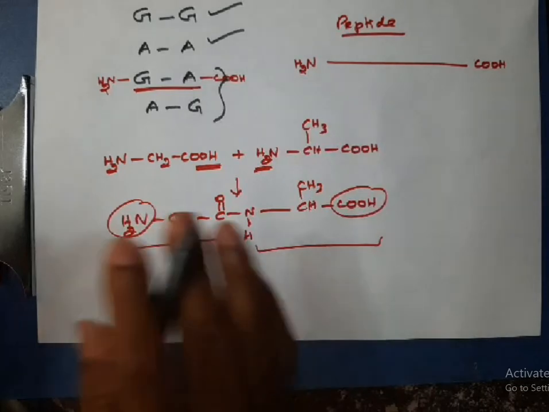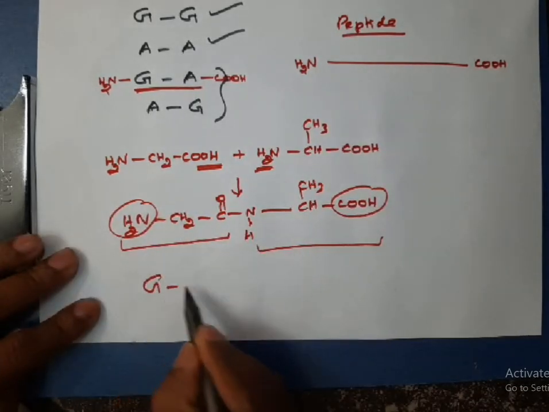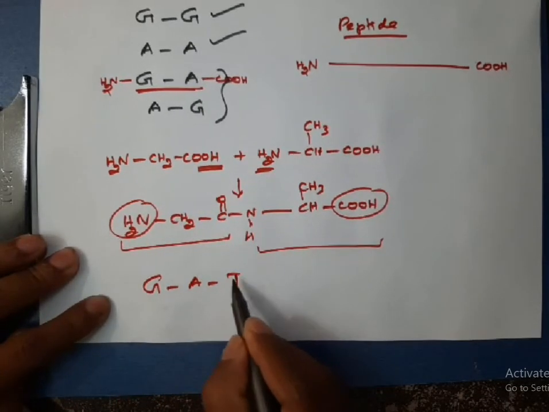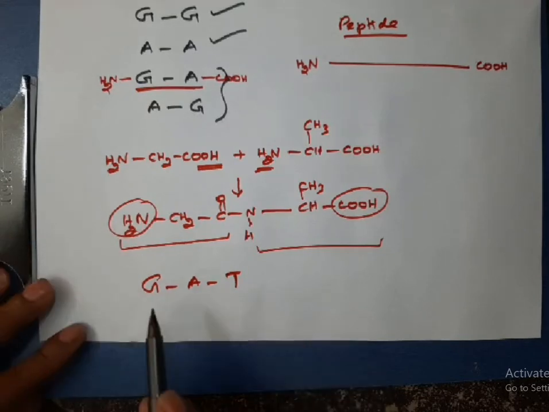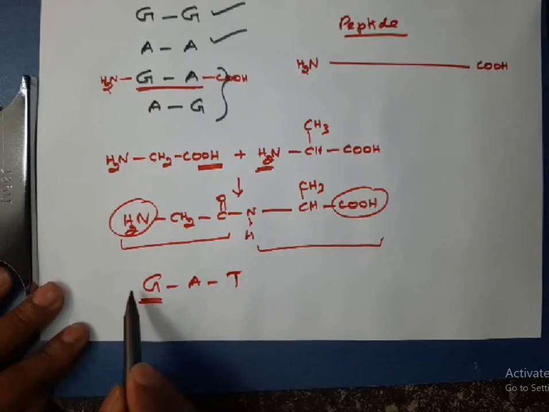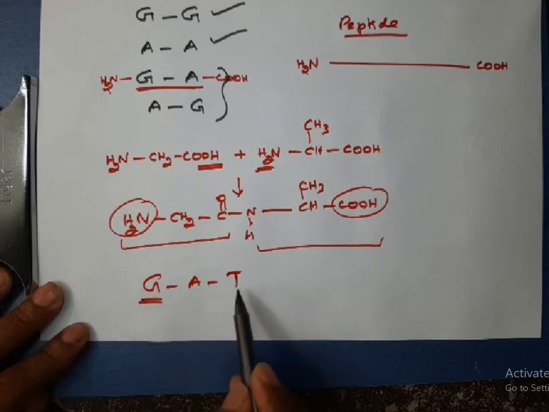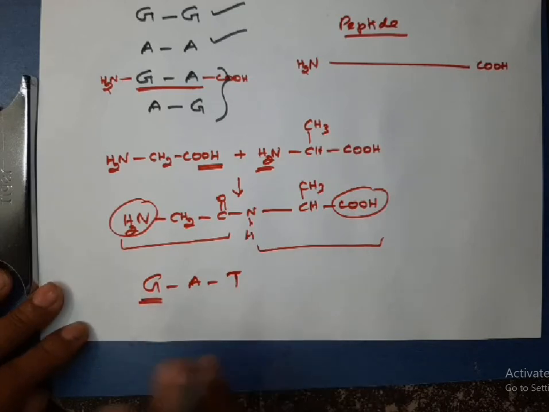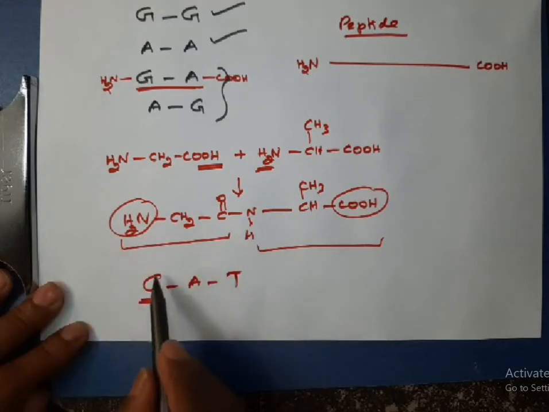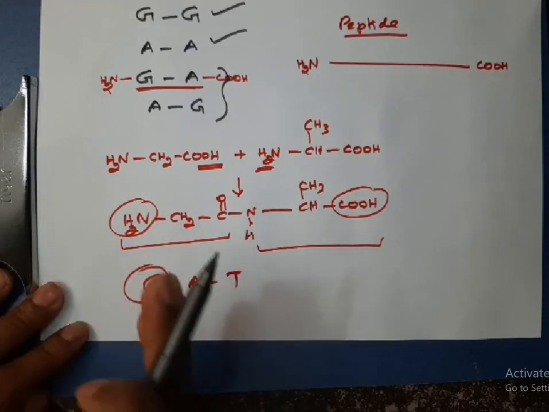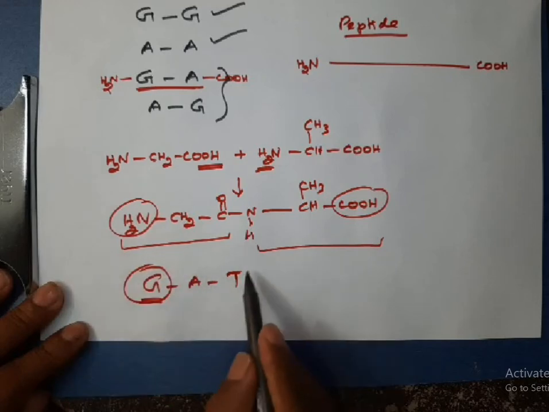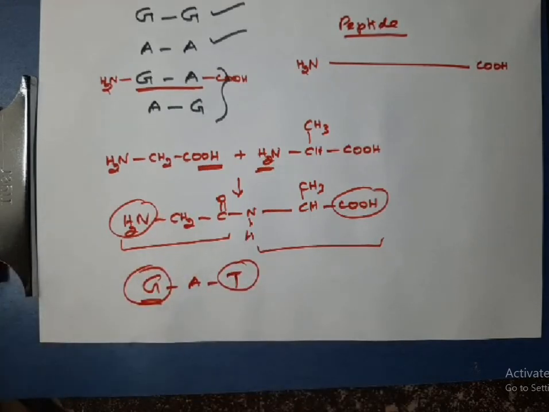Okay, so suppose I write like this, glycine, alanine, tryptophan. What does it indicate? It indicates that in glycine, the amino group is free, and in tryptophan, the acid group is free. By convention, we always write the N-terminal amino acid on the left-hand side and the C-terminal amino acid on the right-hand side. This is the convention.